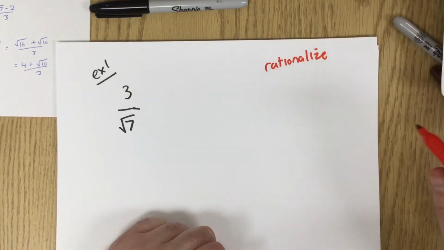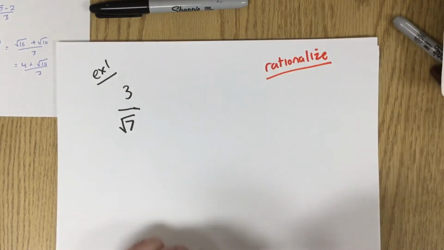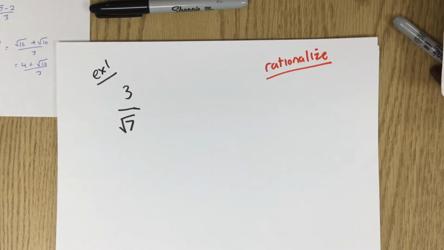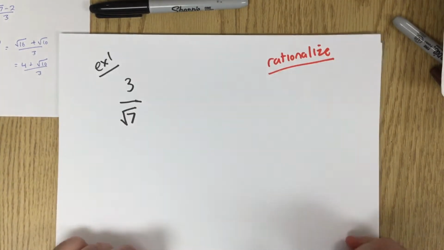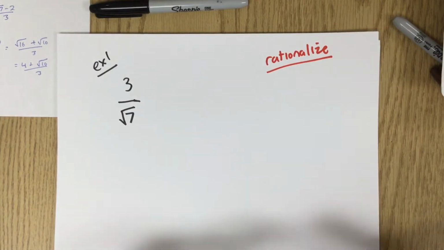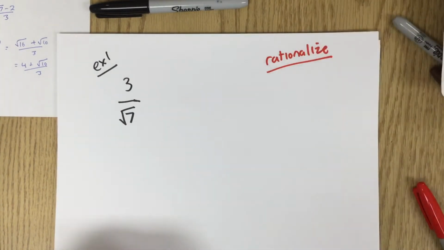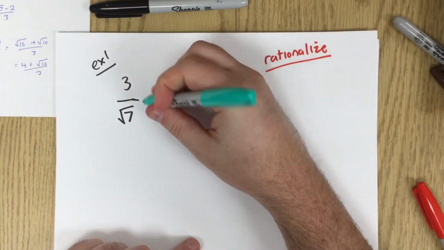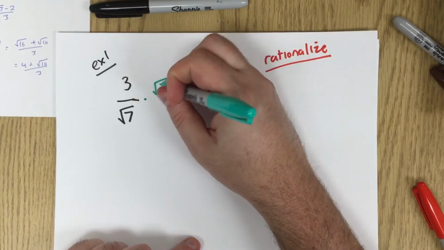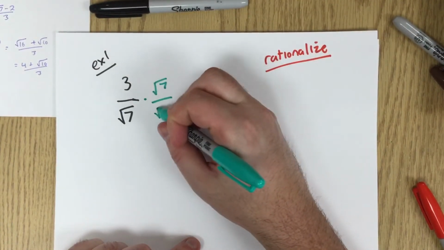Rationalize. So when you rationalize something with a radical denominator, what you're doing is you're making sure that the radical, this rooty thing, is not on the bottom anymore. How do you do that? Well, what you're going to do is multiply it by root 7 over root 7.